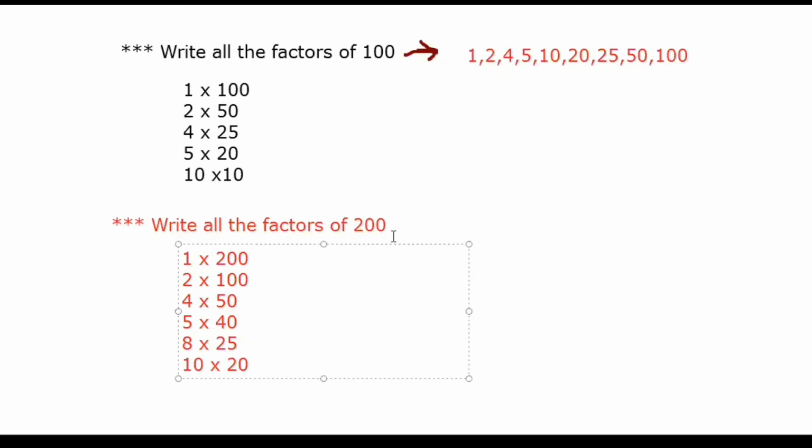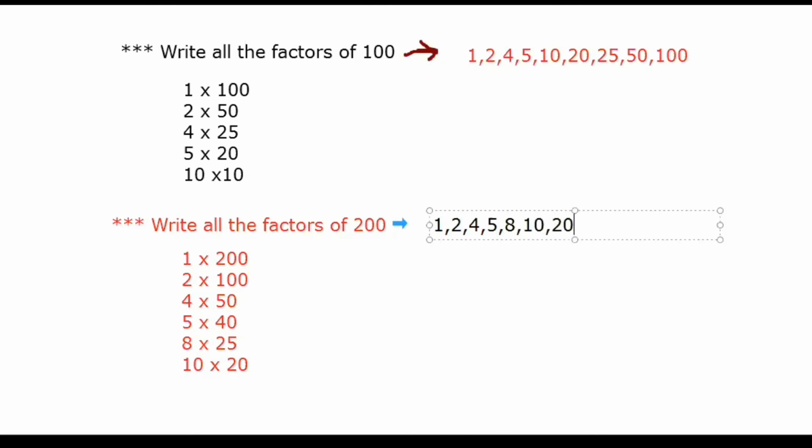Let's see what the factors are. 1, 2, 4, 5, 8, 10, 20, 25, 40, 50, 100, 200. Here are all the factors of 200.